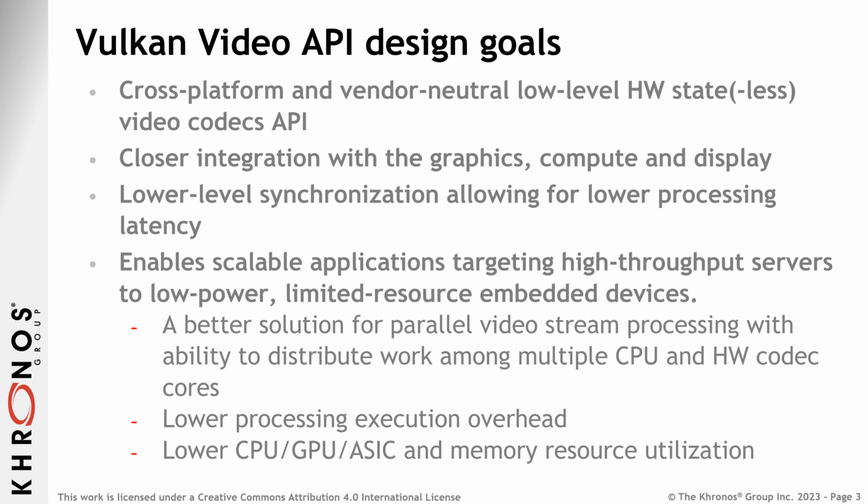The Vulkan Video API was created with the following primary objectives: allow for video-enabled programs to be created once and used across several hardware platforms, have an efficient and low-latency integration with graphics, compute, and display, and allow for scalability, targeting applications from embedded systems with very limited hardware resources to servers requiring high-throughput video processing.